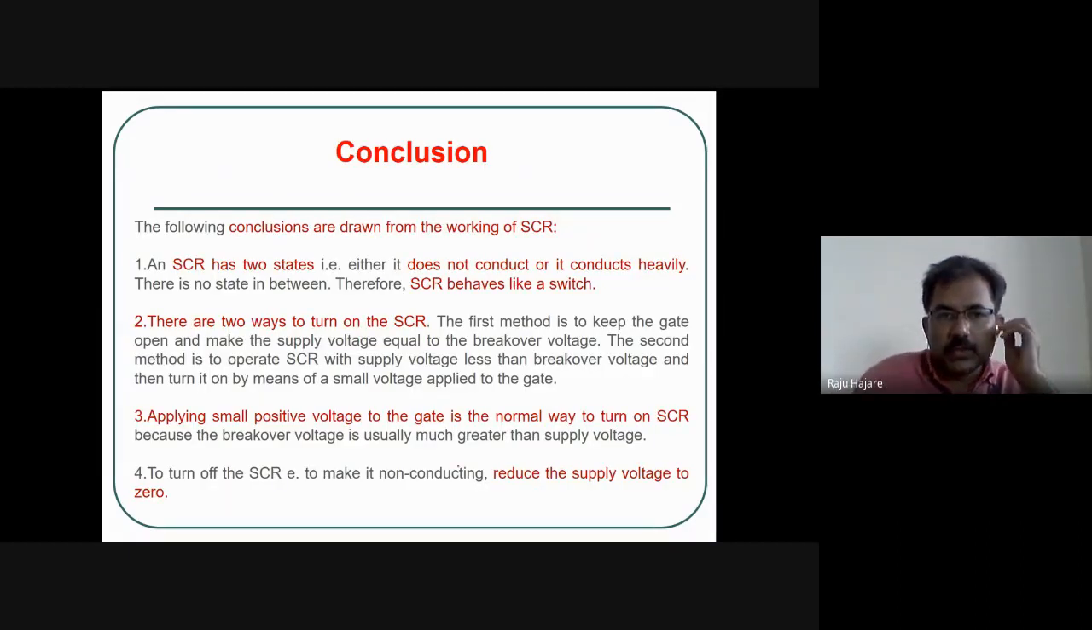Finally, I want to conclude about SCR. I have covered it fully. I have discussed the characteristics in detail, the different modes of operation, and how you can draw the circuit and structure for SCR. The following conclusions.